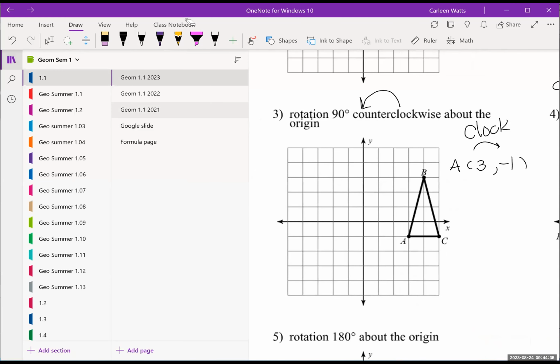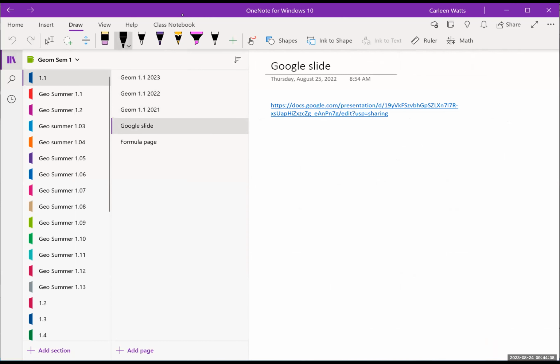Now we're going to look at something. Hopefully. Okay, so new share.